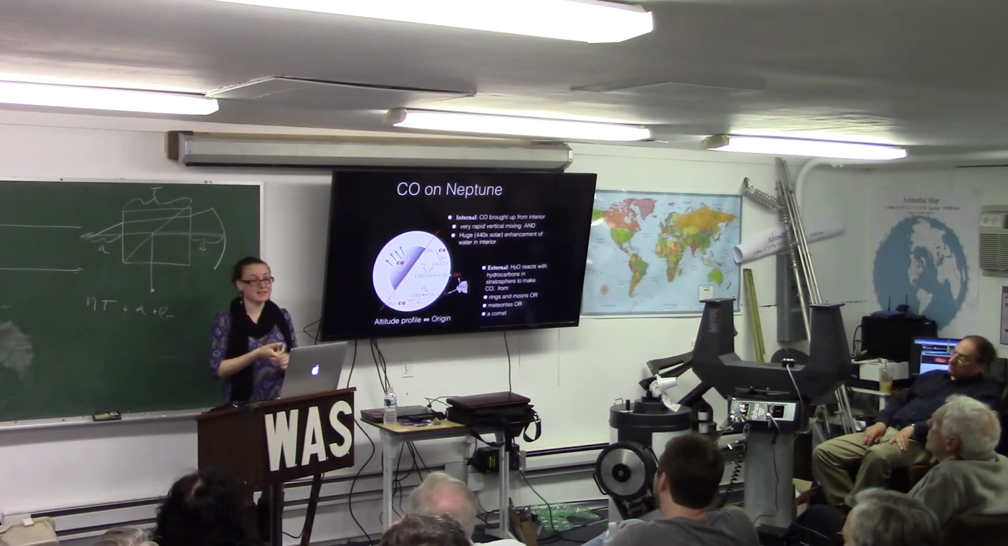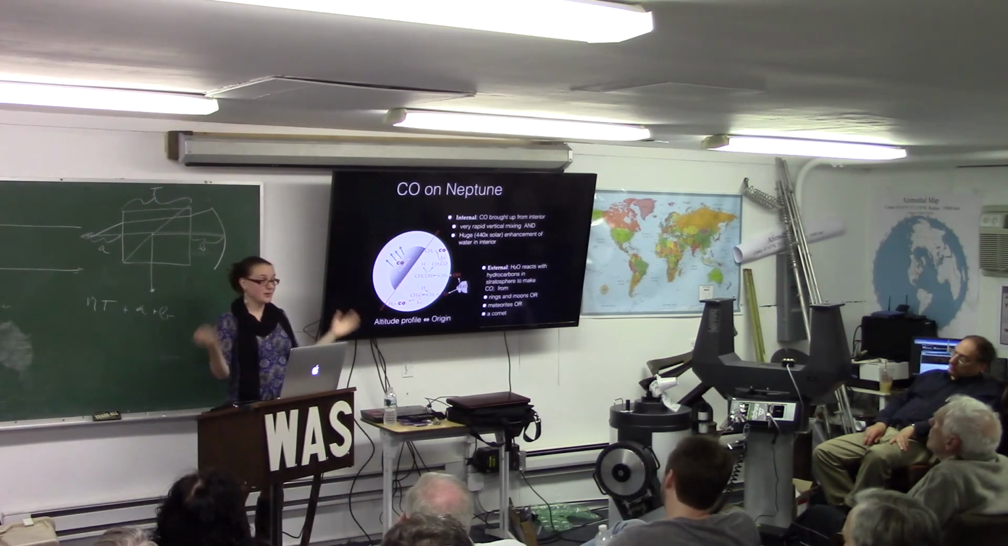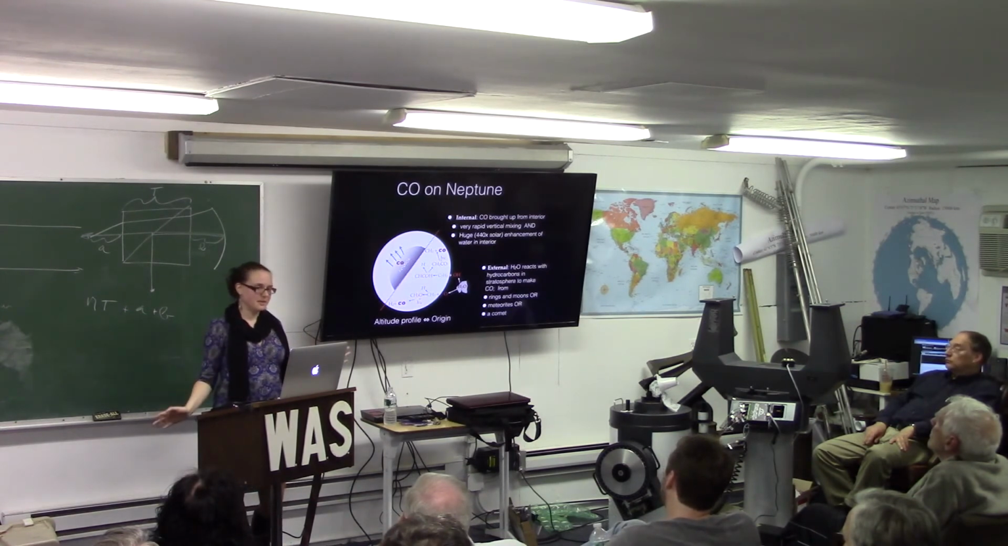So now we have to measure carbon monoxide, which doesn't condense into clouds. So if we can see that in the atmosphere, we're all set. We have a probe of the internal oxygen abundance of a planet. Unfortunately, there are other ways to make carbon monoxide. So this is a problem.